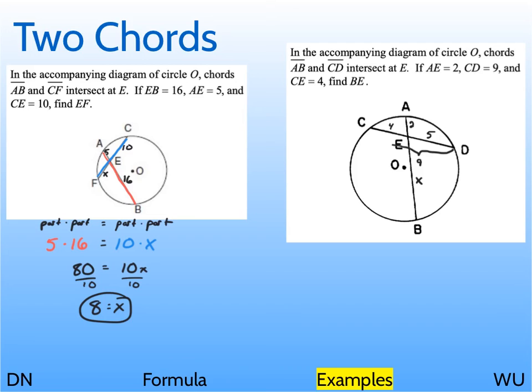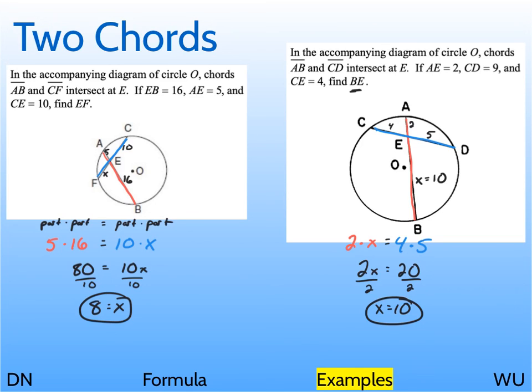And now just to simplify matters, I'm going to get rid of this 9 because it's a little bit in the way. So here, the first chord we have, and you can do it in any order, it doesn't matter. We have 2 times x, which equals, on the second chord, 4 times 5. So 2 times x is 2x. 4 times 5 is 20. Divide by 2. x equals 10. And we're looking for BE, which is x. So our answer is 10.